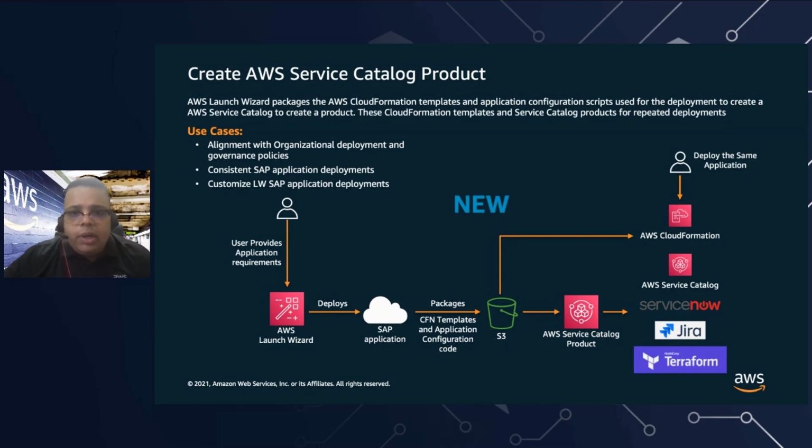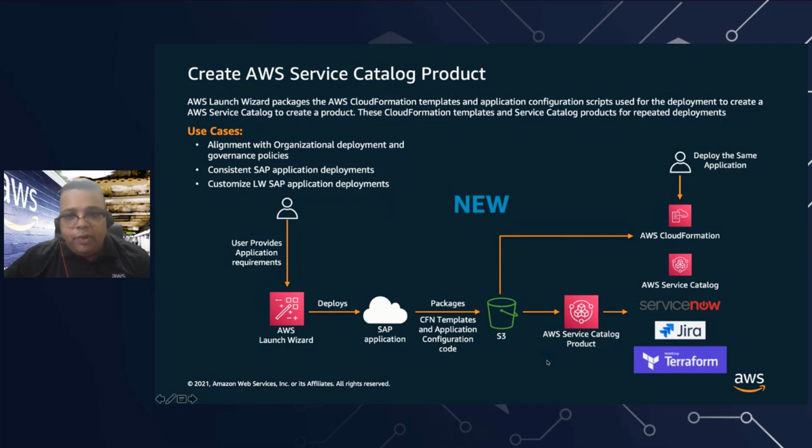Or you can use the AWS CloudFormation templates and application configuration scripts saved in the S3 buckets for repeated deployment of your SAP applications. So, what are the benefits with this newest feature from Launch Wizard? First is choice. Use existing deployment tools like Service Catalog, ServiceNow, Jira, CloudFormation, and process of their choice for deploying SAP application.